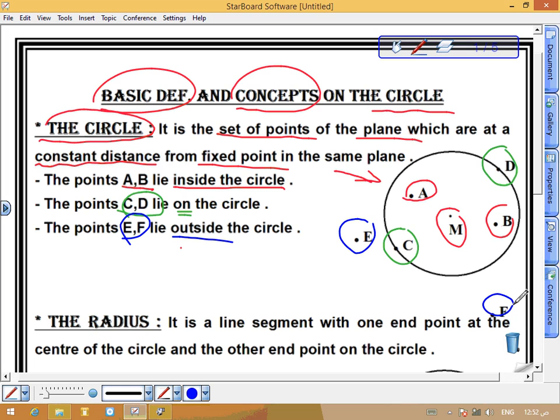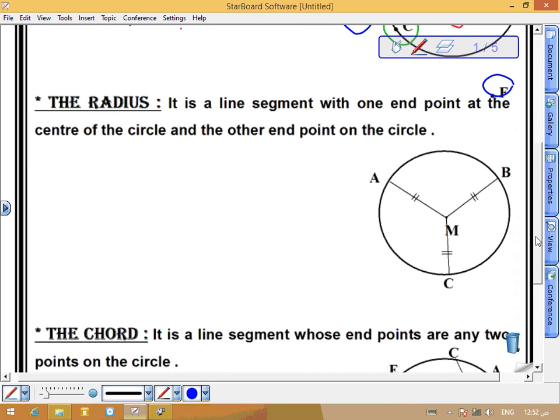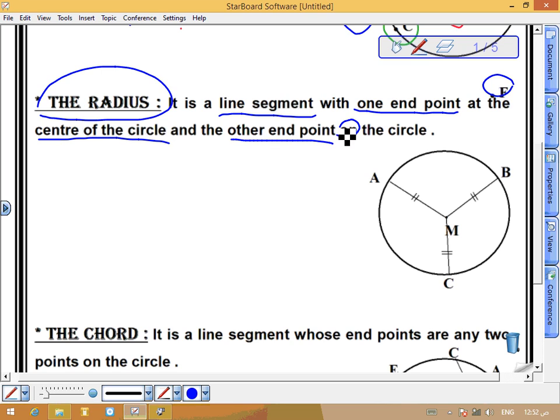The second definition we have in this lesson is the radius. The radius is a line segment with one end point at the center of the circle and the other end point on the circle. Like here, we have the center of the circle is M, and we have 3 points A, B, C. All of them lie on the circle.